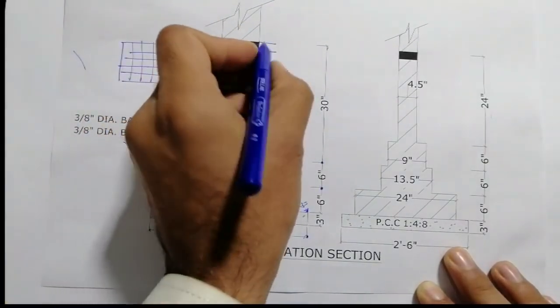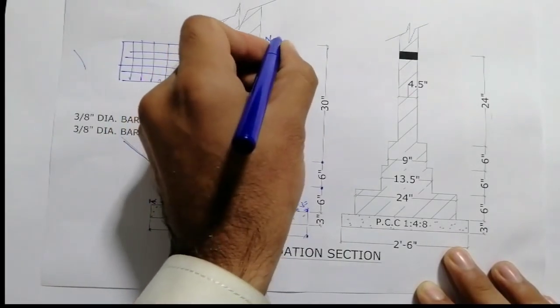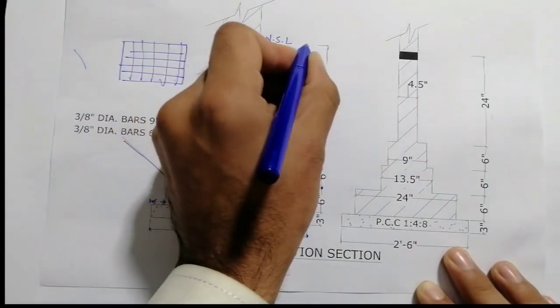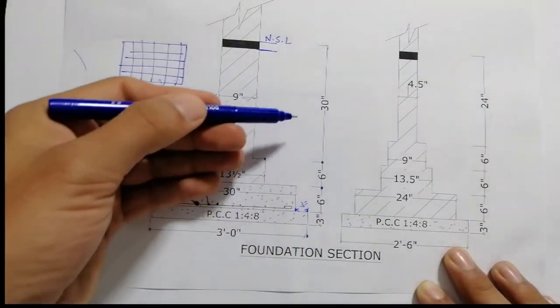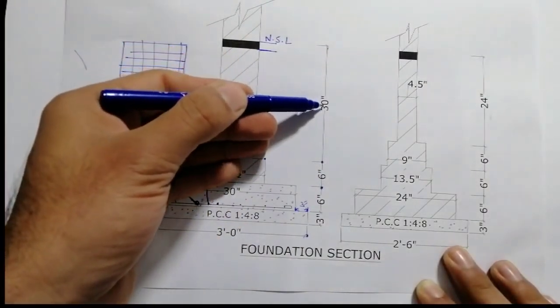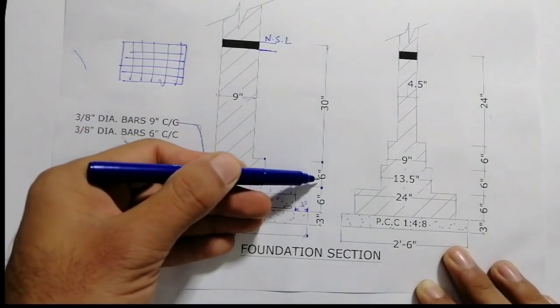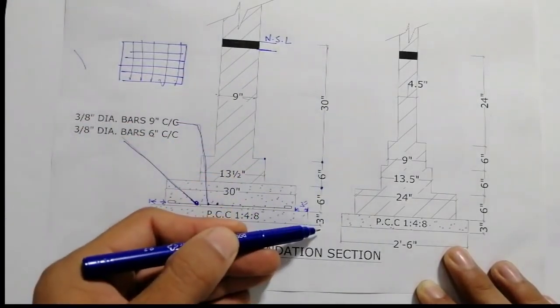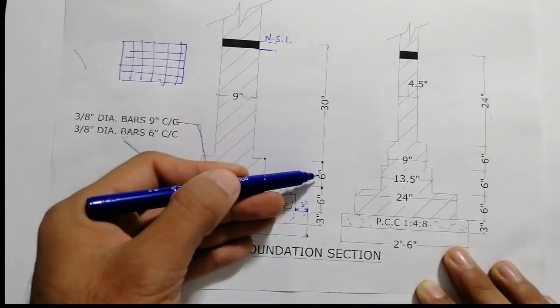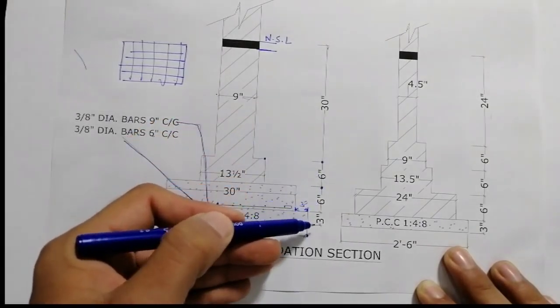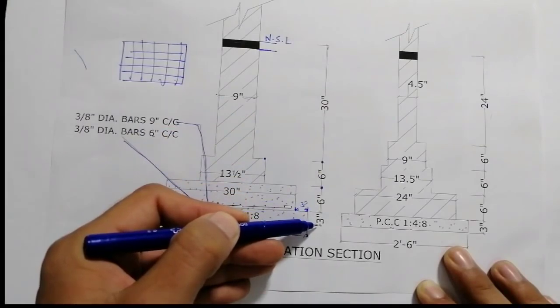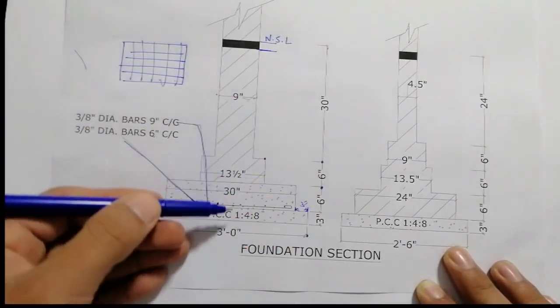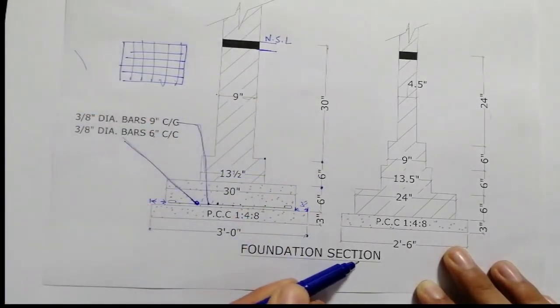So this is called natural surface level, NSL, okay? So you can count the total depth 30 inches. Now you can see this is 1 feet and 3 inches also, again you can see, okay? So 36, 42, 45 inches total depth of this foundation section.